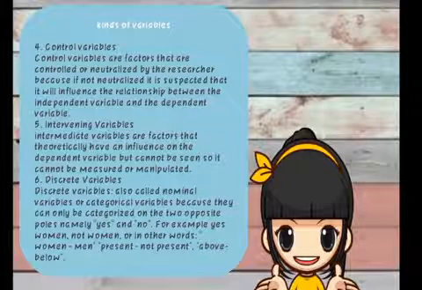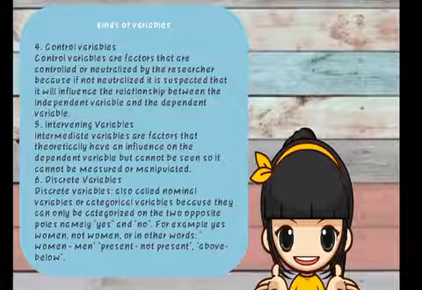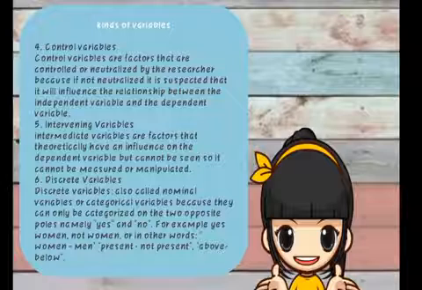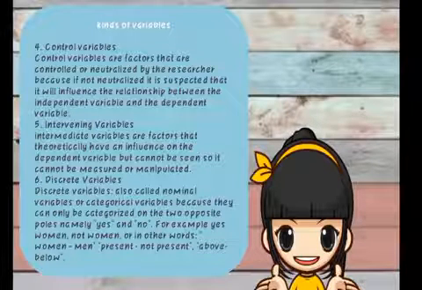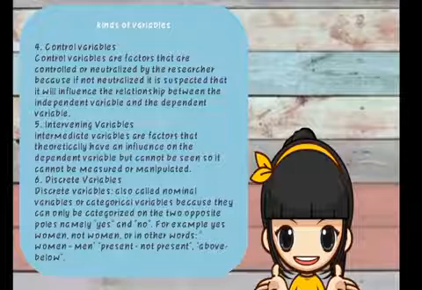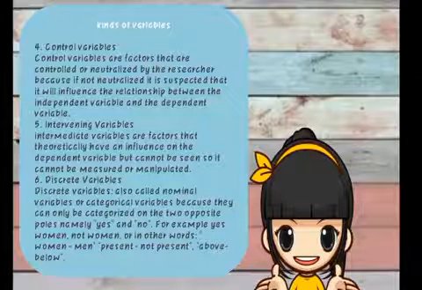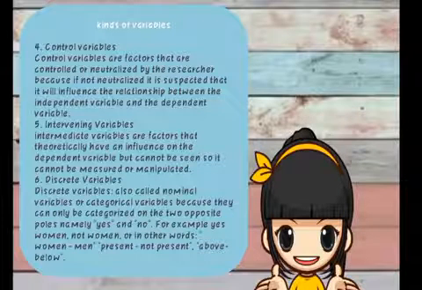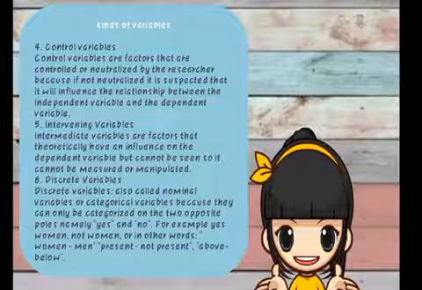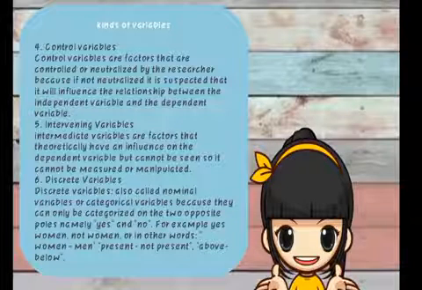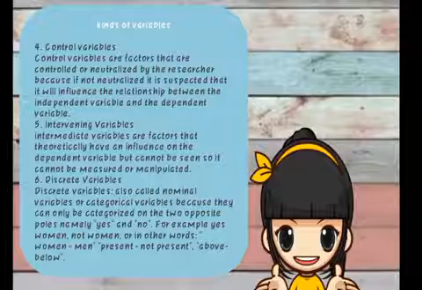Number 4, control variables. Control variables are factors that are controlled or neutralized by the researchers because if not neutralized, it is suspected that they will influence the relationship between the independent variable and the dependent variable. Number 5, intervening variable. Intervening variables are factors that theoretically have an influence on the dependent variable but cannot be seen, so they cannot be measured or manipulated.